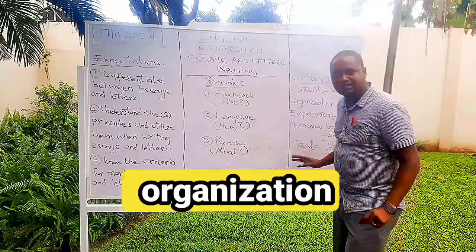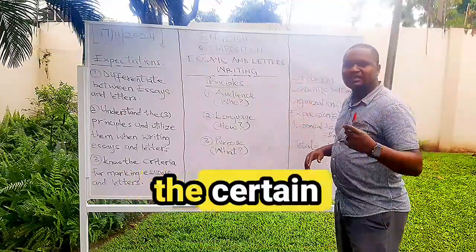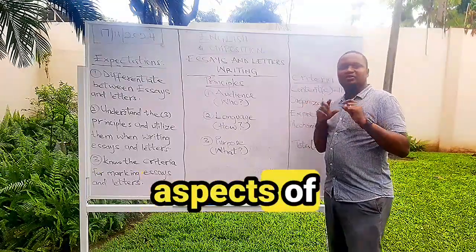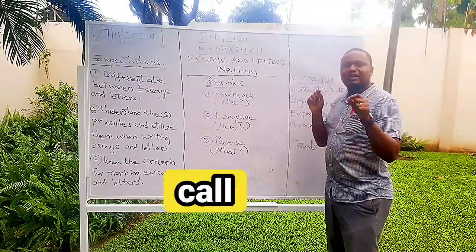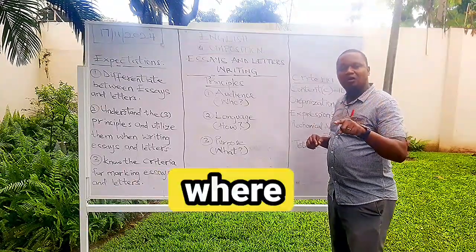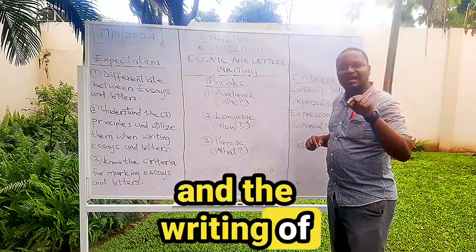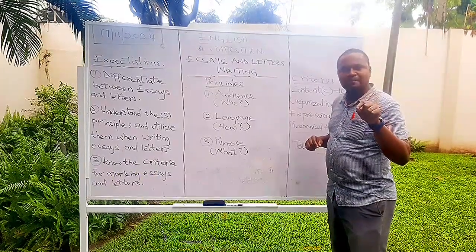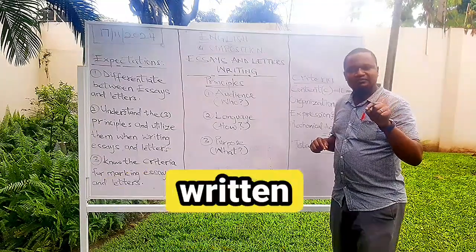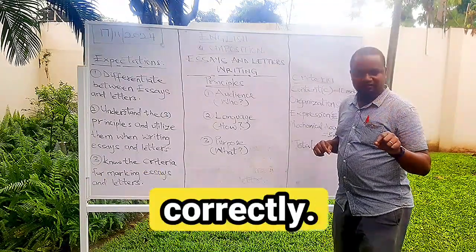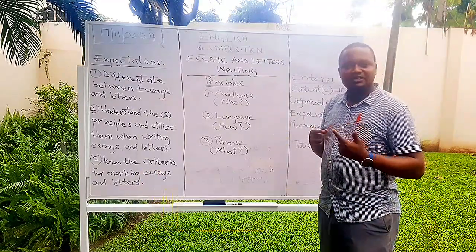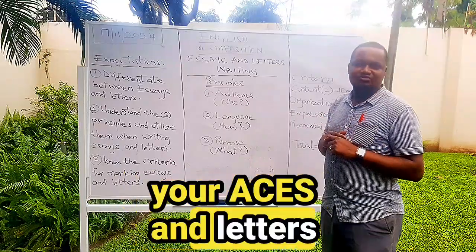Now, quickly, mechanical accuracy talks about certain technical things you need to do in your essays and letters. The technical aspects of your essay and letters, that is what we call mechanical accuracy. One of them is punctuation, where a full stop needs to be placed, where a comma needs to be placed, and the writing of the letters of the alphabet very well. Those letters that have tails, you indicate. Those that are supposed to be written correctly, you write them correctly. I encourage you, and I know that as you do these things and you practice all the time, your essays and letters will be very excellent.